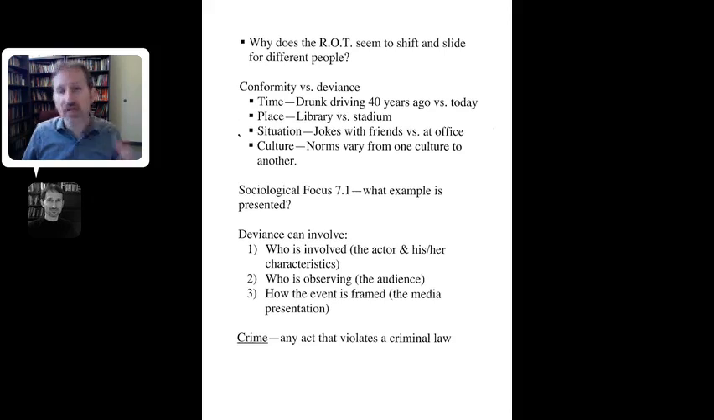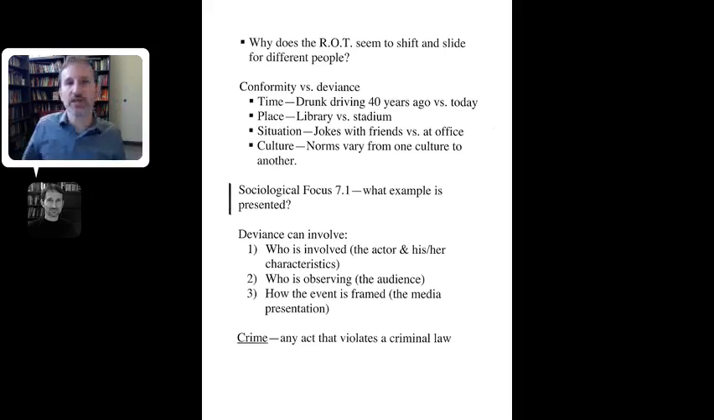The situation, not dissimilar from the place, but you can also think, for example, within the same place, you might tell a joke to a friend very differently than you would perhaps to a coworker, or maybe not at all. So your place, your situation, I should say, also informs the way that you act and what's considered acceptable or not. Finally, culture. Norms vary from culture to culture. We've talked in class about the norm, for example, in French culture, of males kissing each other on the cheek when they greet. So culture very much informs what we think of as acceptable or not.